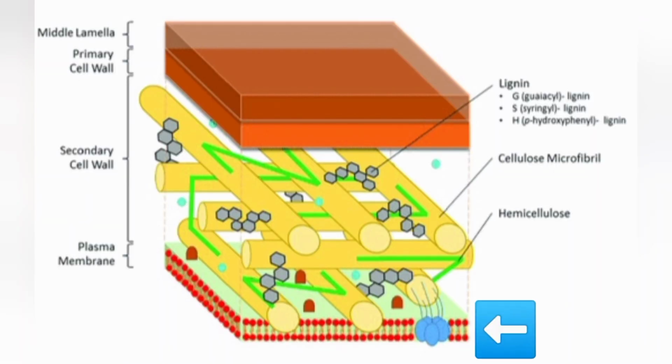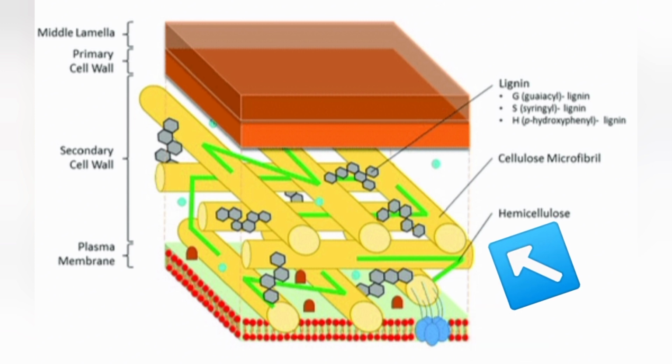Now we come to our next figure. Here you can see that in the cell boundary, the innermost layer is the plasma membrane. We have studied about the plasma membrane earlier. The next layer above the plasma membrane is the secondary wall. And you can see here that the lignin deposits are present. And these lignin deposits make the wall less flexible, less permeable, and more rigid.